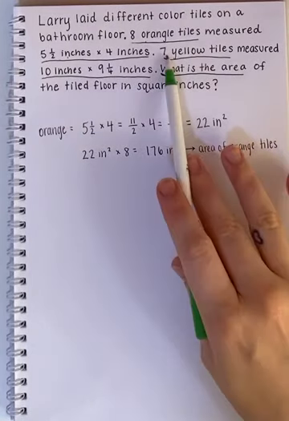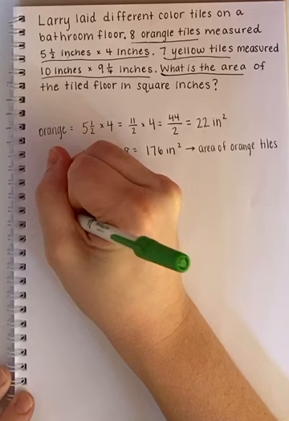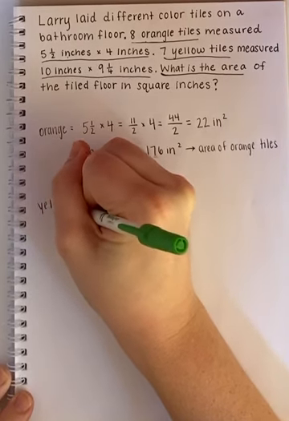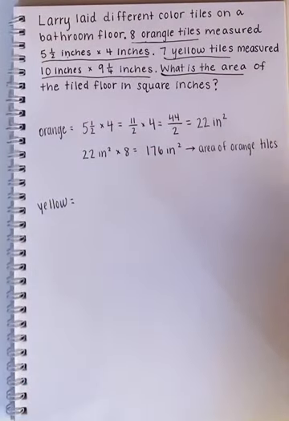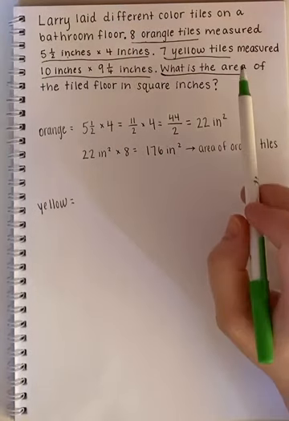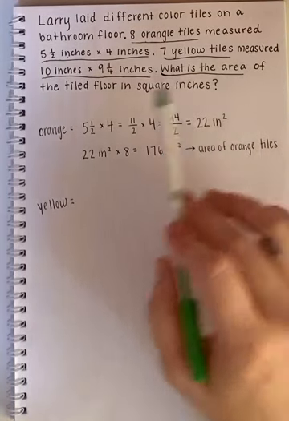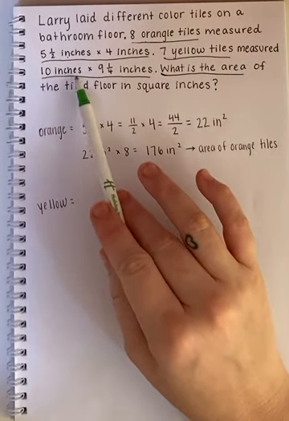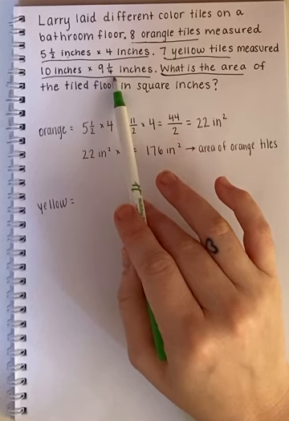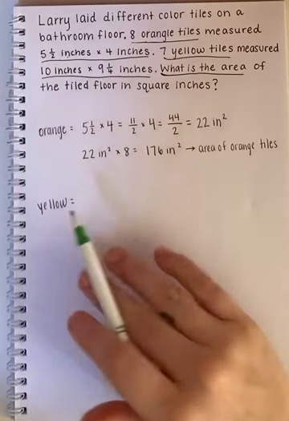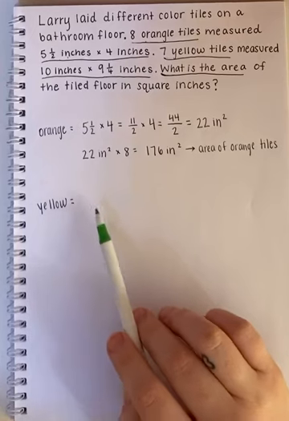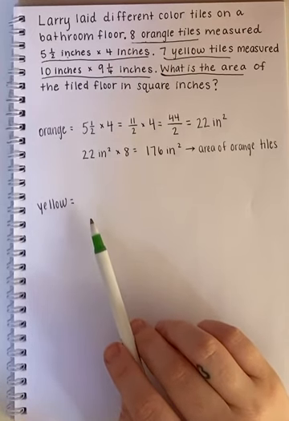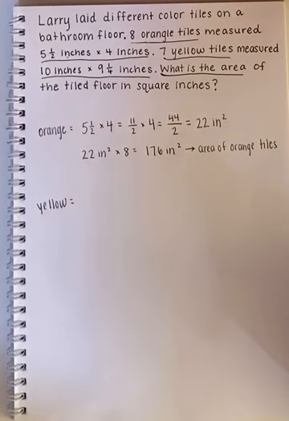I also have yellow tiles. So the process is the exact same. I just have some different dimensions. So for the yellow tiles, I have 10.5 inches by 9 1/4 inches. I want you to go ahead and solve the total area of yellow on your own now. So I would like you to please pause this video.